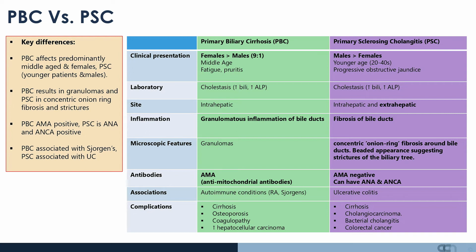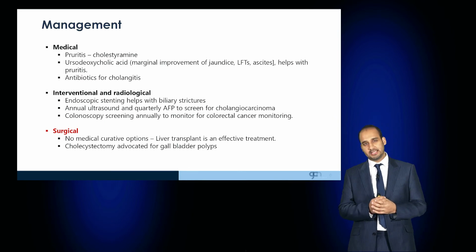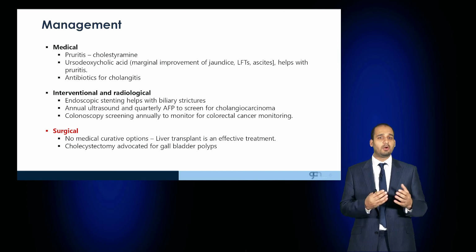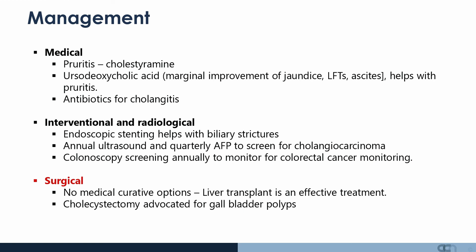To manage patients with this autoimmune condition of PBC or PSC, medically, pruritus as a result of the cholestasis can be treated with cholestyramine or ursodeoxycholic acid, and antibiotics if the patients develop cholangitis. Interventionally or radiologically, endoscopic stenting can help with biliary strictures, and they would require regular imaging of the biliary tree. Surgically, if there are no medically curative options, the patient may be considered for a liver transplant, and a cholecystectomy if the patient develops gallbladder polyps.